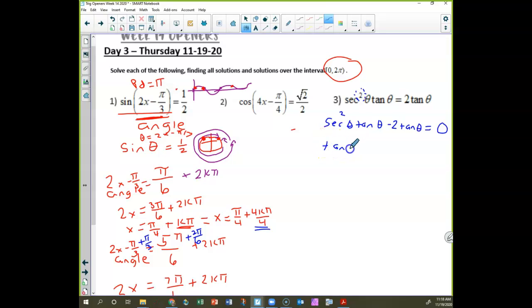Tangent of theta times secant squared theta minus 2 is equal to 0. Notice so far all we've done is a little bit of algebra skills. I've got two things multiplied together and their answer is 0. One of those two things has to be 0. Either tangent is equal to 0 or secant squared minus 2 is equal to 0.